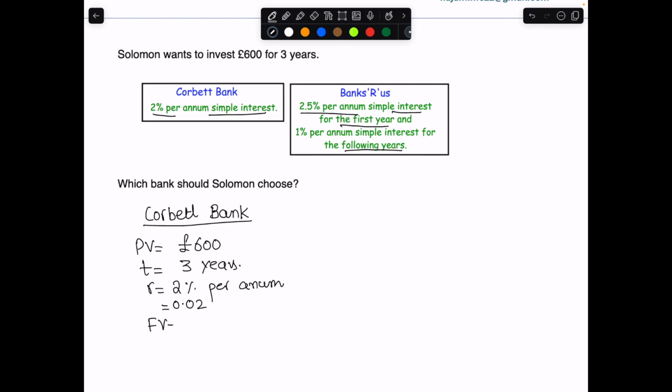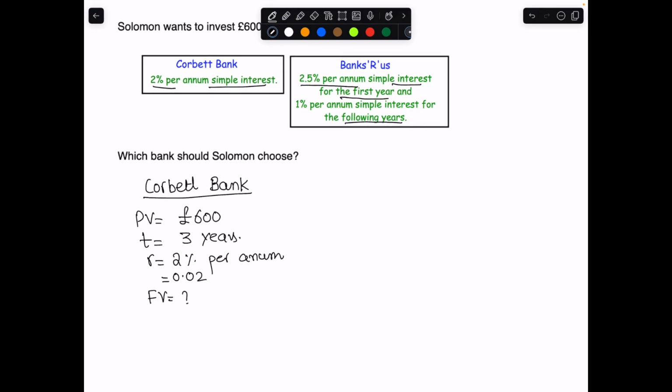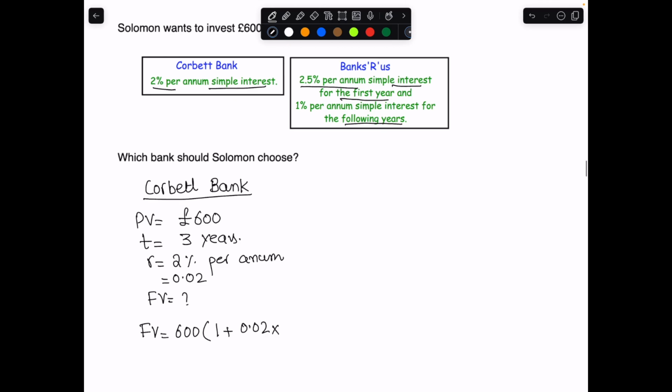So in order to calculate the future value, I can use the simple interest formula. My future value would be 600 times 1 plus R, 0.02, times 3, because he wants to invest for 3 years. And my future value turns out to be £636. Now for Banks R Us, we have to do two different calculations.